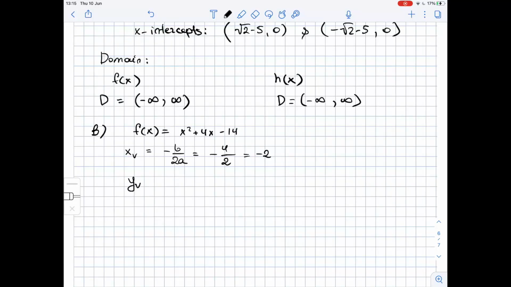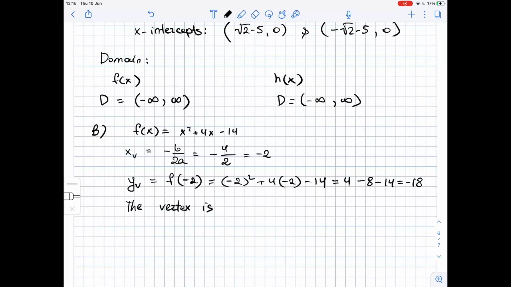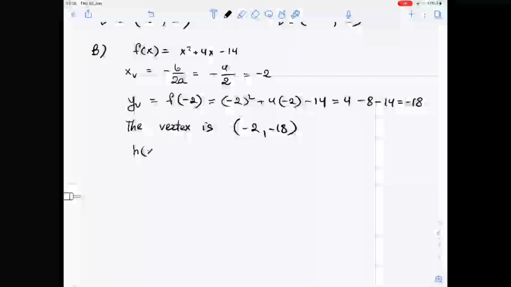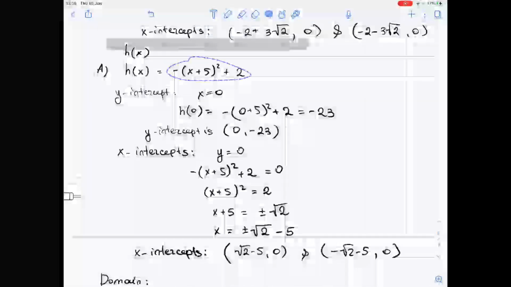And now to find the y coordinate, we just need to find f of negative 2, and that is negative 2 squared plus 4 times negative 2 minus 14. And this is equal to 4 minus 8 minus 14, which is negative 18. So that means that the vertex is negative 2, negative 18. Well, now let's do the same thing for h of x. Again, I'll copy paste h of x.